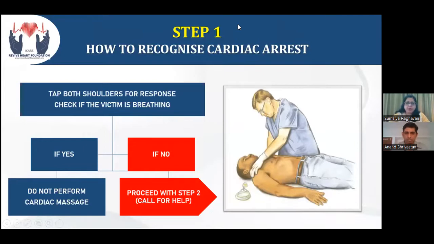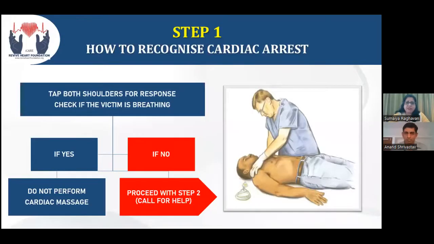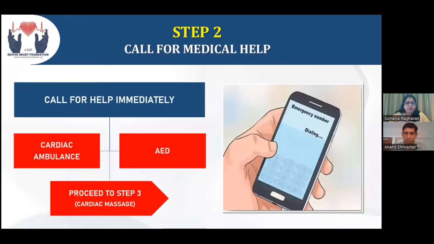In step number 2, we need to call for medical help. Vilma, can we have step number 2, please? Remember, this collapse has happened outside the hospital. So you need to call for medical help. Make sure you have saved in your phone today emergency numbers, that is hospital numbers, around wherever you're working and wherever you're staying, because an emergency can happen anywhere, anytime. At that point of time, you'll think, I wish I had saved emergency numbers. So please save hospital numbers in your phone today.